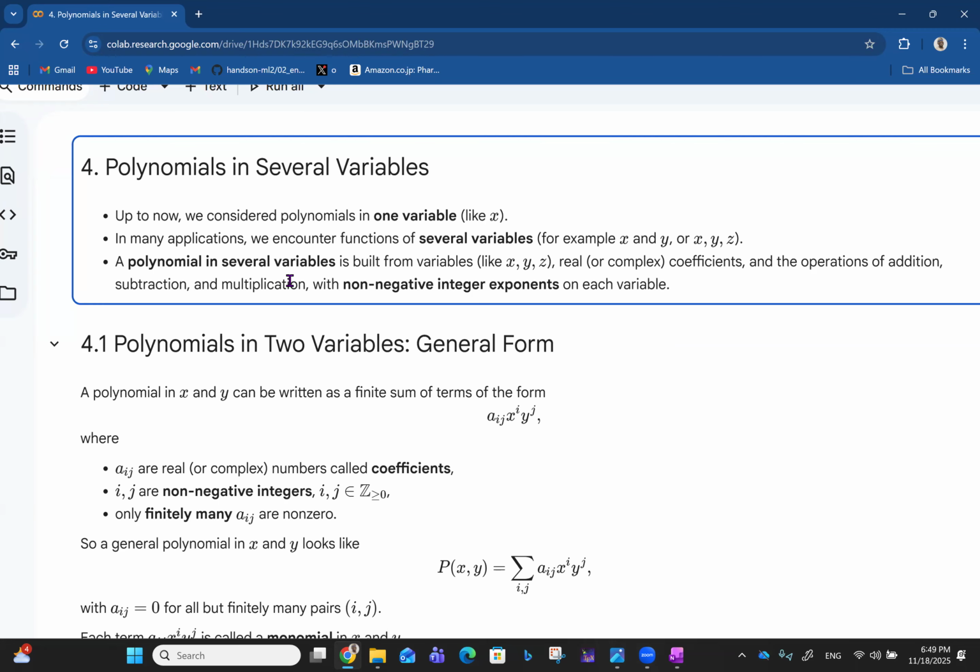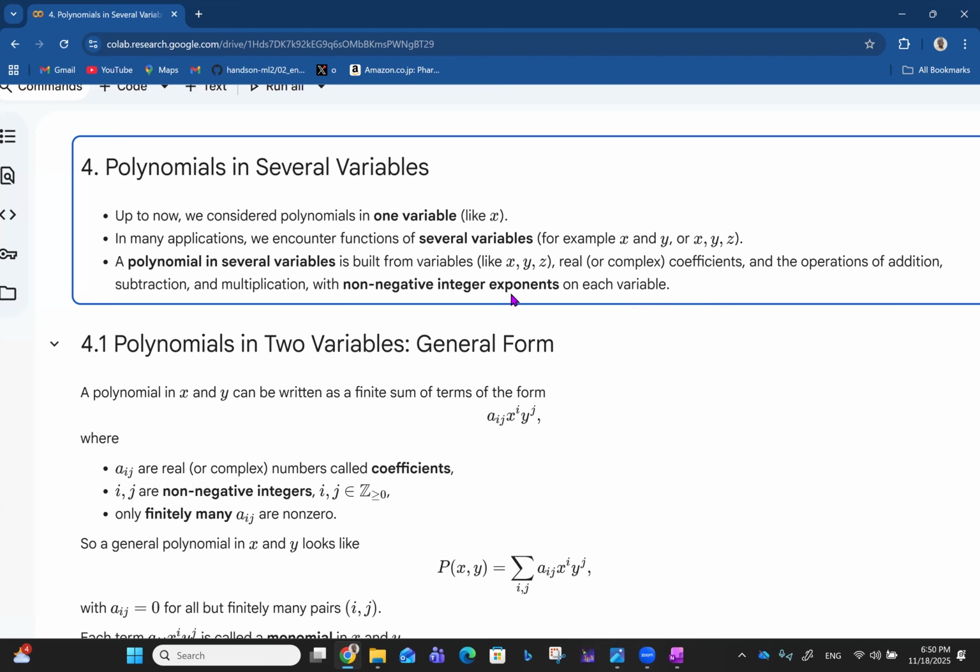So a polynomial in several variables is built from variables like x, y, z, and real or in this case complex coefficients, and the operations of addition, subtraction, and multiplication with non-negative integer components on each variable. When we're looking at just a single variable, I think there was an insistence on the fact that the coefficient had to be real. But when we talk about several variables, complex coefficients are also allowed, although for the most part we stick to real coefficients.